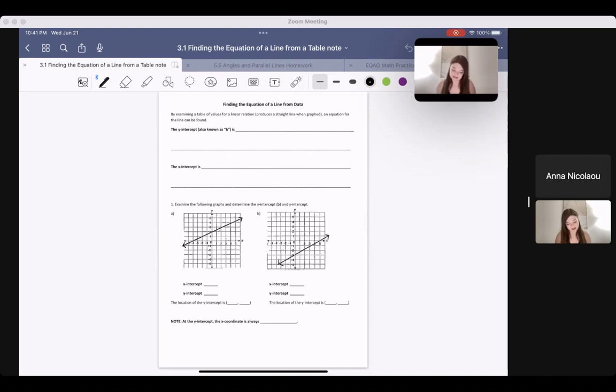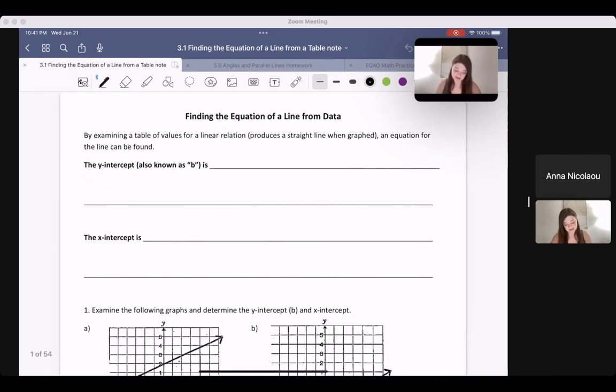So here it says, finding the equation of a line from data by examining a table of values for a linear relation. A linear relation is what? It's a relation that produces a straight line when graphed. So whenever you see linear relation, just know that they're referring to a line essentially. An equation for the line can be found. All lines follow the same pattern. All linear equations follow this pattern: y equals mx plus b, where m is the slope and b is the y-intercept.